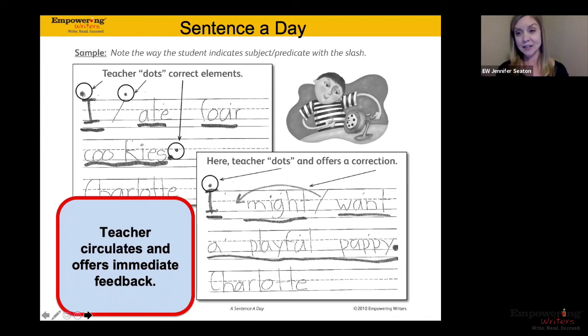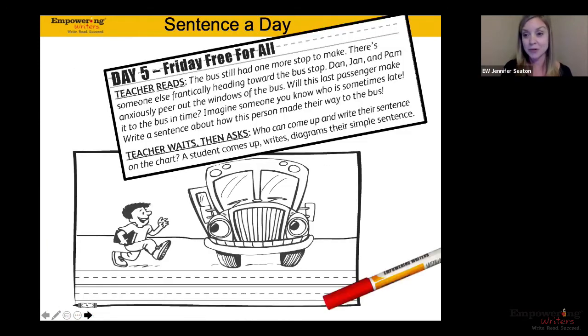What's happening here is every day students are getting that practice. Every day you're giving immediate feedback. Okay. So immediate feedback is the key here because they need to be practicing, but they need to be practicing it correctly. We don't want to practice it wrong every day because that creates a habit. So by the time we get to Friday, this is what we call Friday free for all. You're going to read and then the students will come up with their sentence. Okay. So they write their sentence, they diagram the simple sentence just as they have all week long. Okay. So you can see every day of the week, this is how it works out.